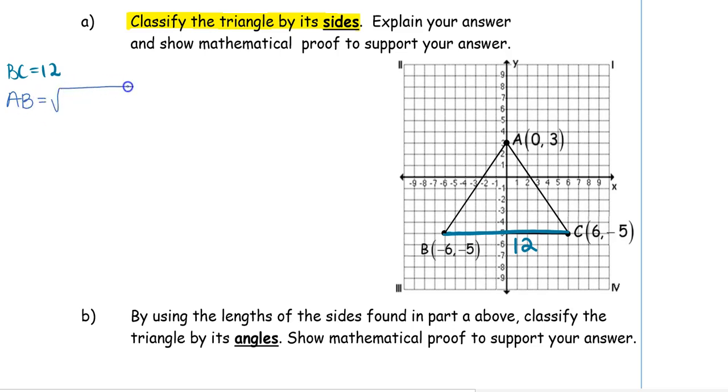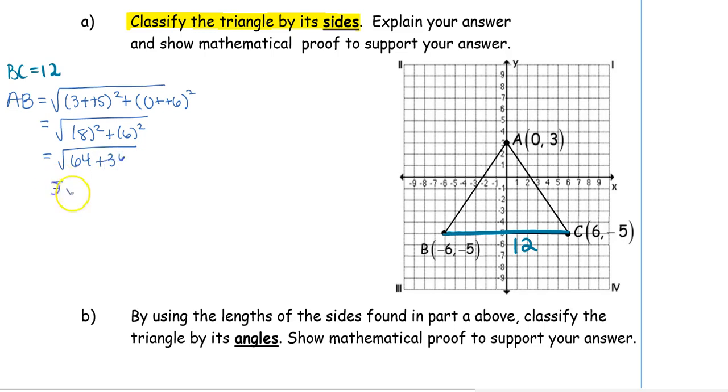So we have y2 minus y1, so we've got 3 minus a negative 5, quantity squared, plus 0 minus a negative 6. That means that I'm adding, so I've got 8 squared plus 6 squared, 64 plus 36, square root of 100, and the length of AB is going to be 10.